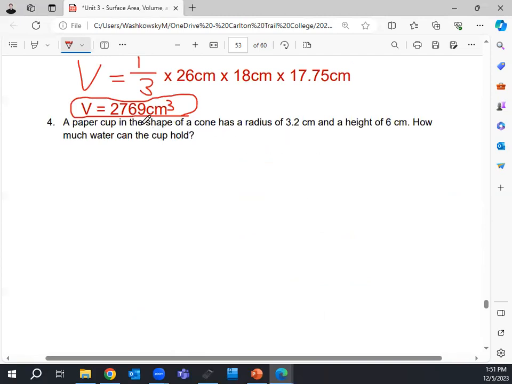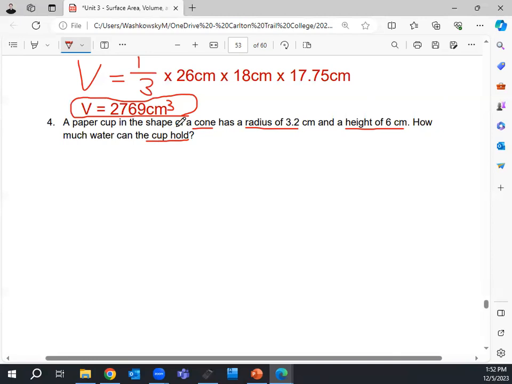I have a paper cup in the shape of a cone. It has a radius of 3.2 centimeters and a height of 6 centimeters. It wants to know how much water the cup can hold. So this is kind of a trick question. How much water can the cup hold? Is this a volume or a capacity question? It's a capacity question. But what do I need to find the capacity of something?